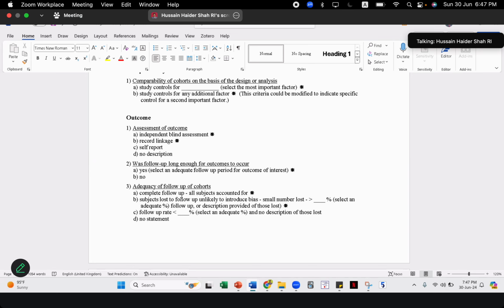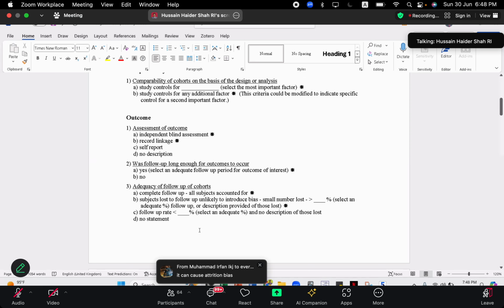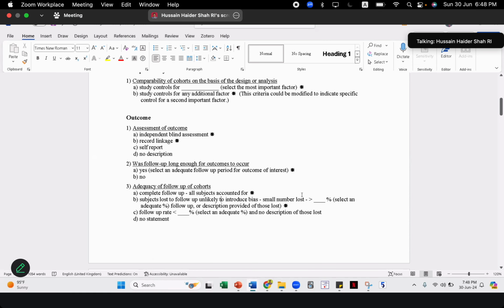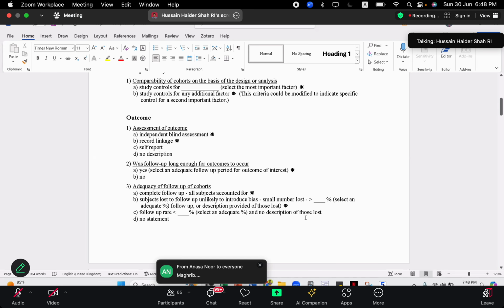If the subjects are lost to follow-up, it depends on what percentage of the participants were lost. If greater than 50% of the patients are lost to follow-up, I will read the question, it can cause attrition bias. Yes. Subjects lost to follow-up unlikely to introduce bias. If it is a very small number, consider 2% of the patients lost to follow-up, then we won't take away the star. We will give it a star.